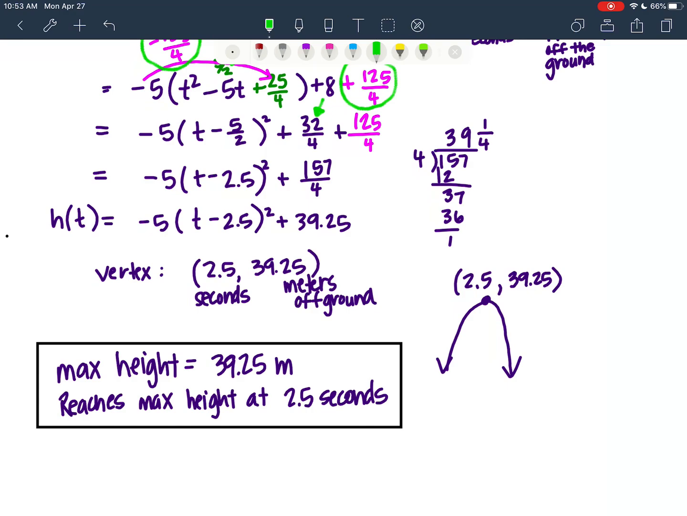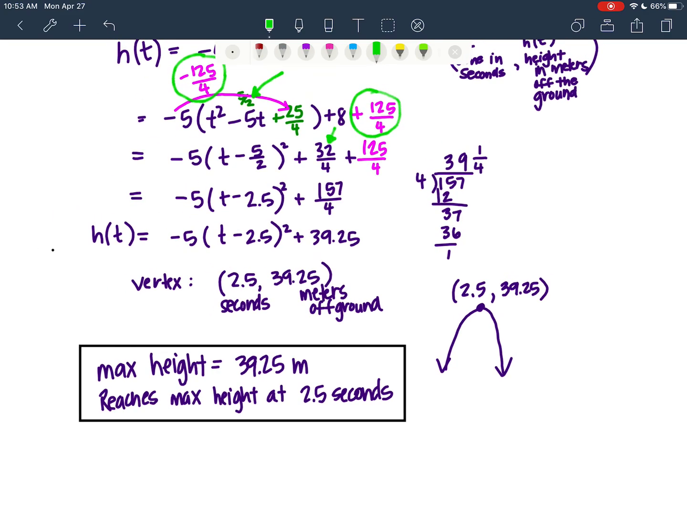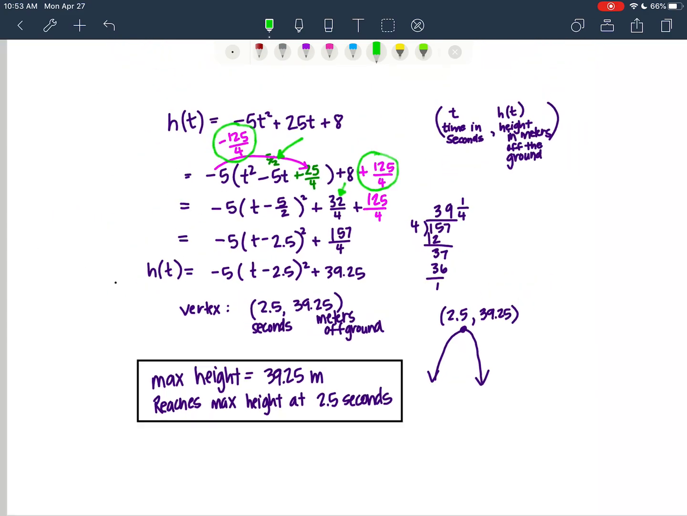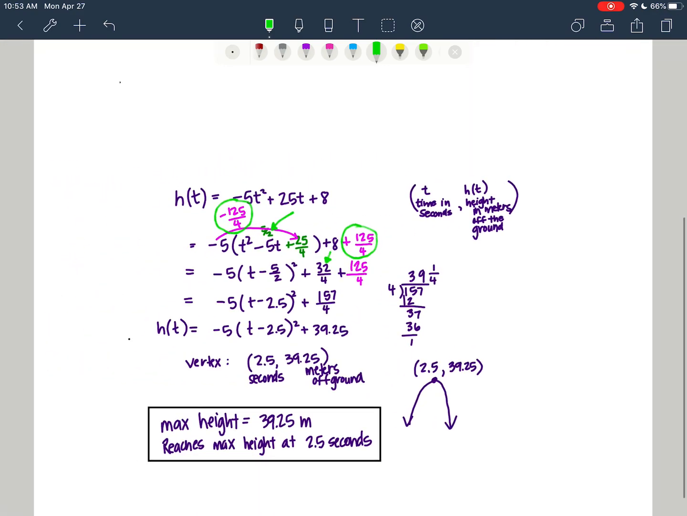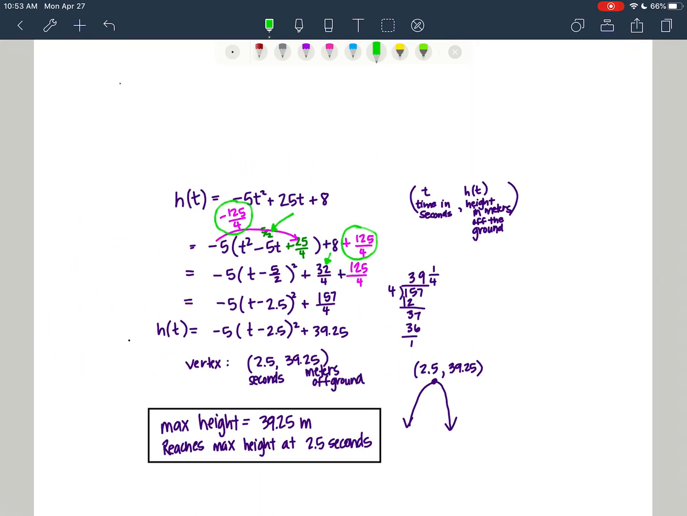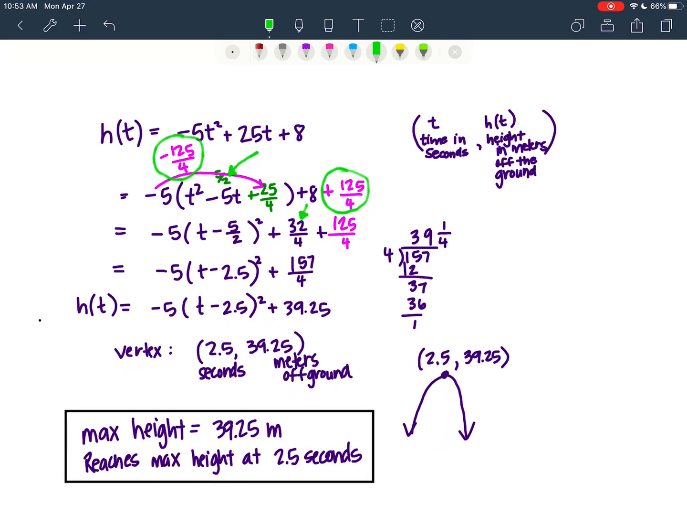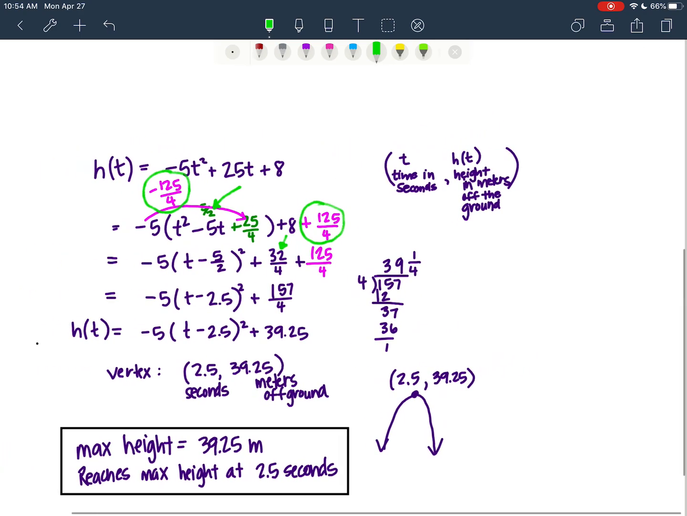And I get a vertex of (2.5, 39 and 1/4), which is also 39.25. That means that my maximum height is 39.25 meters, and that occurs after 2.5 seconds. 2.5 seconds after the ball is released, we reach a maximum height of 39.25 meters. So there's a great example, and hopefully you got the try. We'll get some more practice in there. There's lots of these types of problems that we can find that would give you practice, and we're going to find those in the homework.